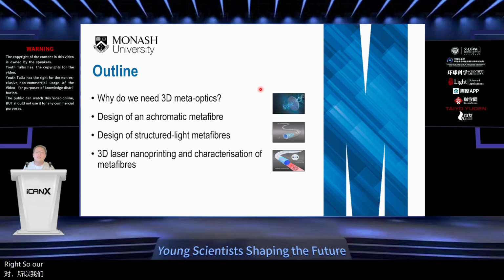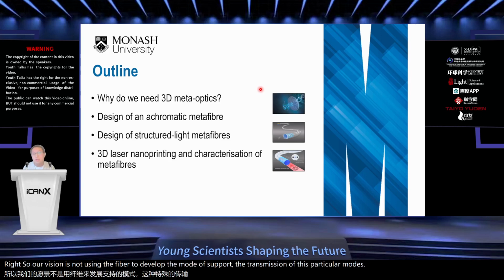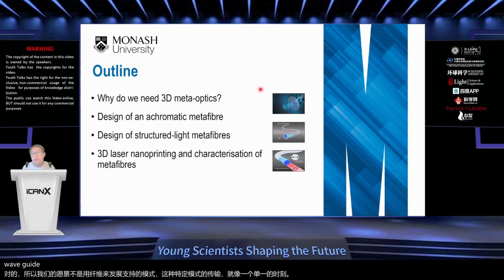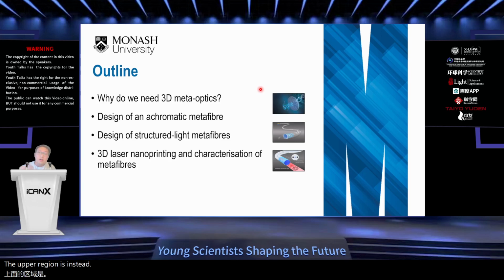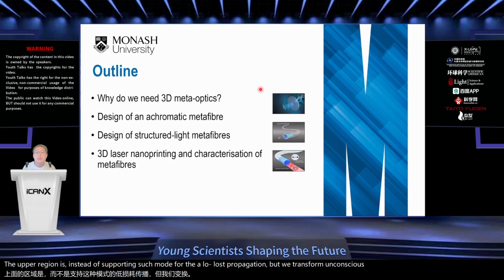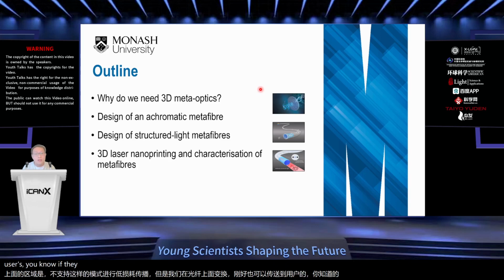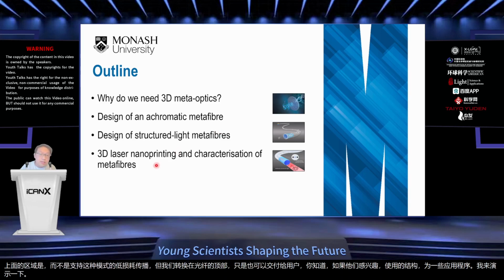So our vision is not using the fiber to develop the modes or support the transmission of particular modes, like a multimode waveguide, which is usually challenging. Instead of supporting such a mode for low-loss propagation, we transform on top of the fiber, so it can be delivered to the users if they're interested in the use of structured light for some applications. So I'm going to showcase some designs and the printing, and of course the characterization of this kind of metafiber.